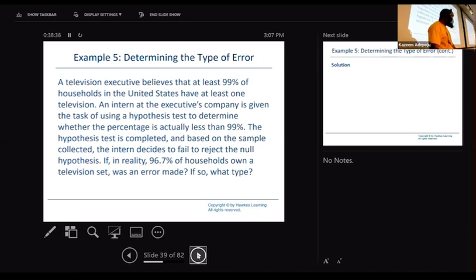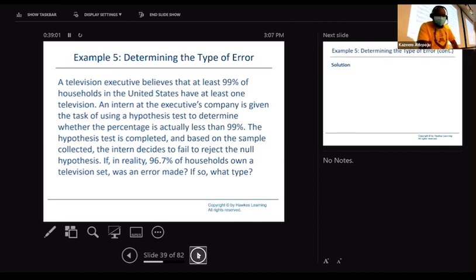Where is it going to be? It's actually going to be in the H0, in the null hypothesis. You know that? And of course, the opposite of that will be at the alternative. It's going to be less than. Okay. And an intern at the executive's company is given the task of using a hypothesis test to determine whether the percentage is actually less than 99. Okay. The hypothesis test is completed.